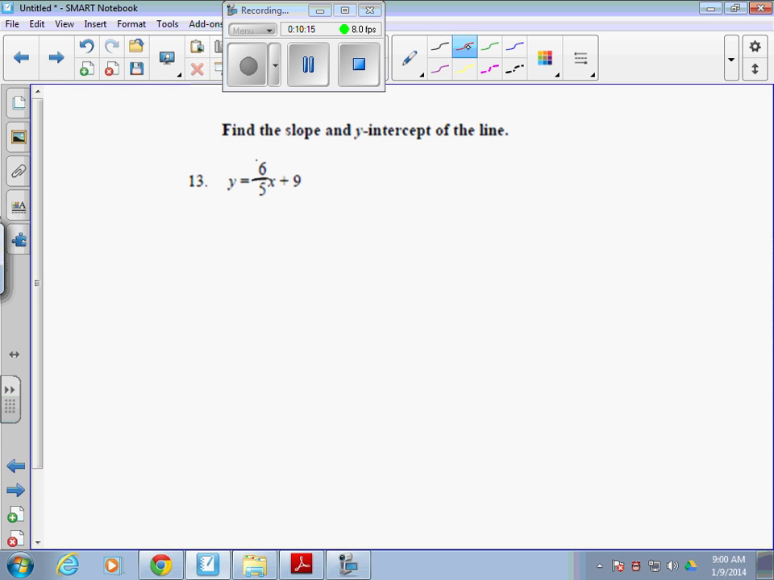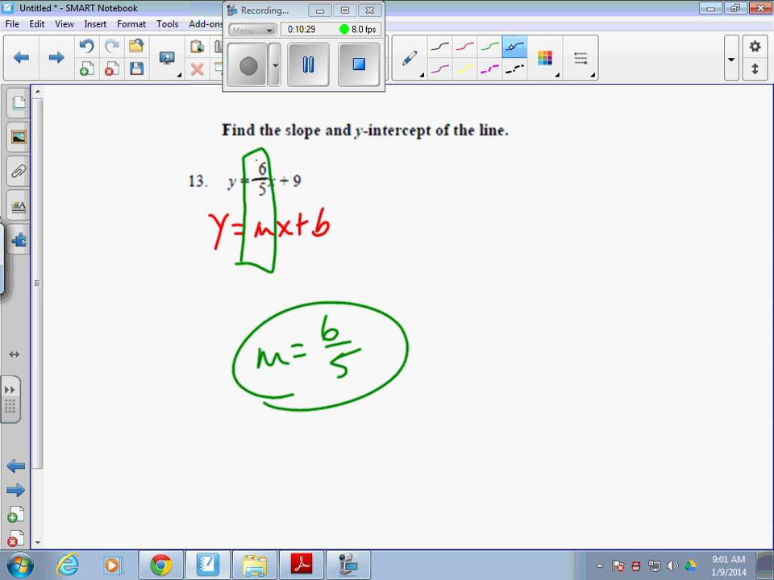Find the slope and y-intercept. y equals mx plus b. That is in slope-intercept form, nice and neat for us. So just pull out the values. 6 over 5 is your m value, or your slope. And positive 9 is your y-intercept value, or your b.